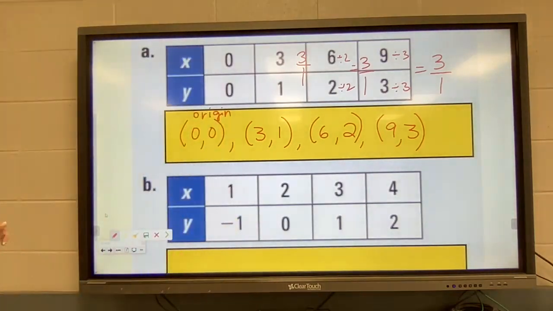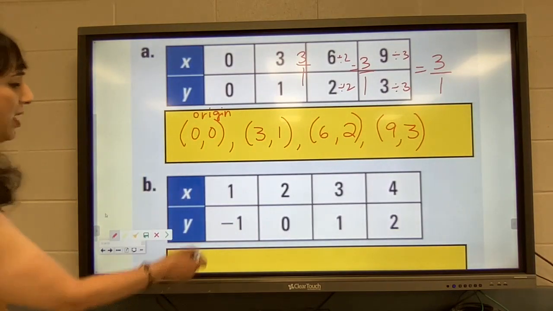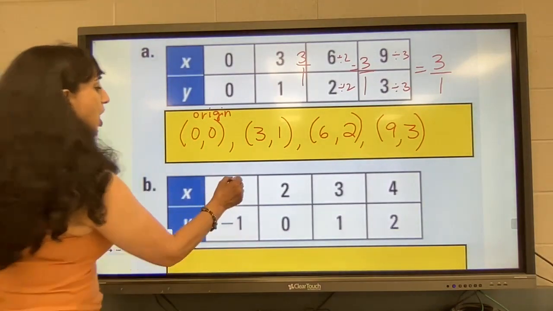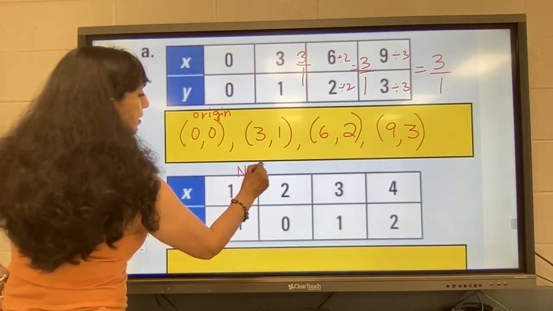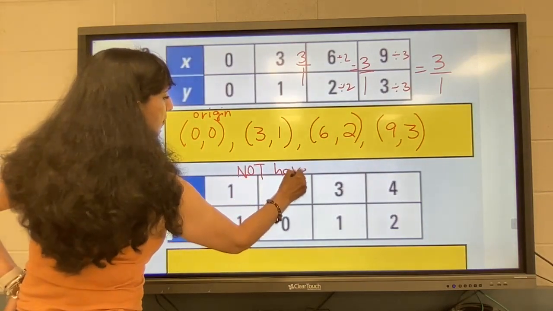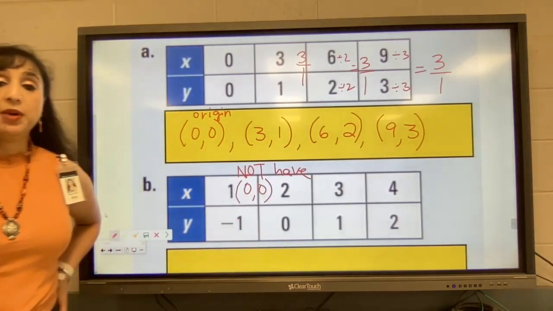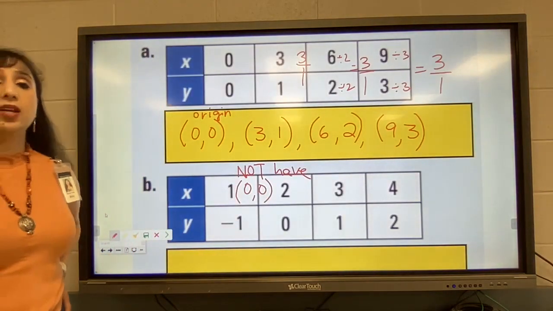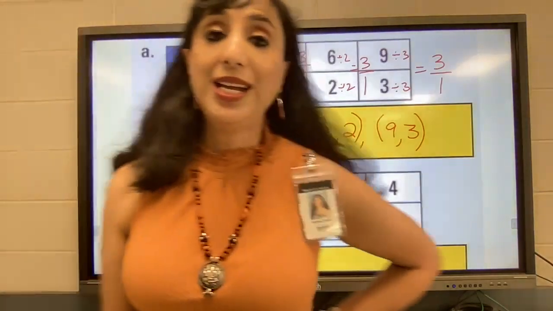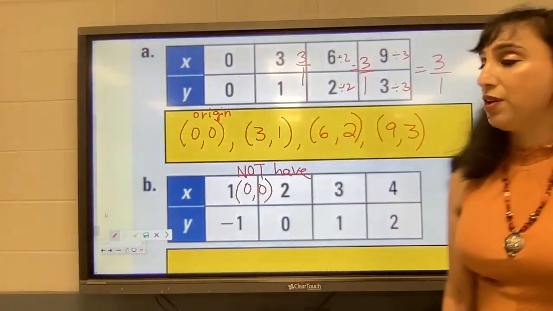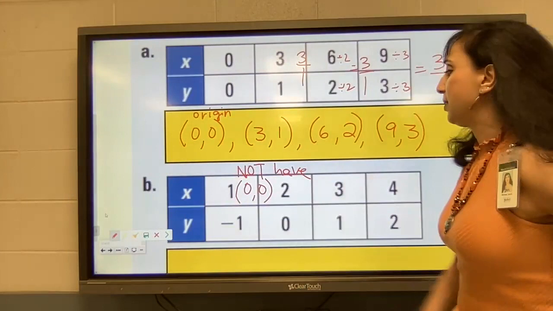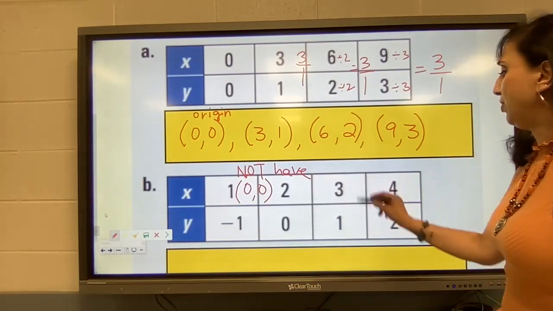Let's look at this next one. I have 1, -1. I do not have 0, 0, which is required, because for it to be proportional, it has to go through 0, 0. So it is not. Then I have 2, 0, and I have 3, 1.